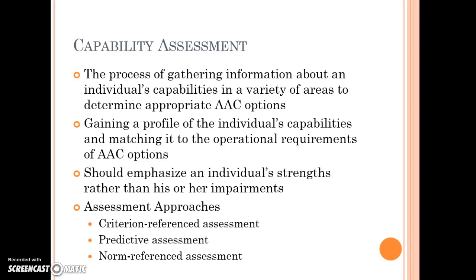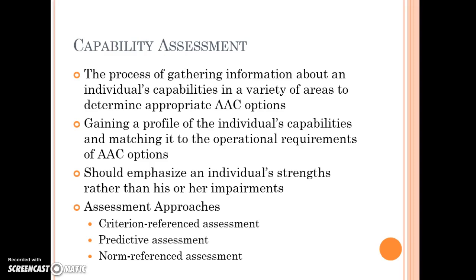Capability assessments need to focus on an individual's strength rather than their impairments. For AAC, you want to take a person's strength and run with it, because human nature is to do what is easiest. If you're choosing something that's extremely difficult for an individual to do, they're not likely to use the AAC that you have set up for them.